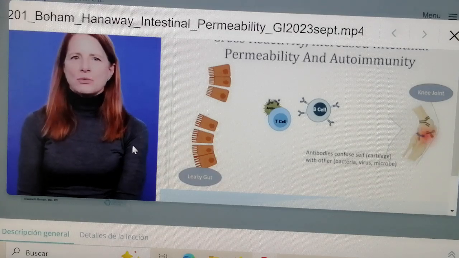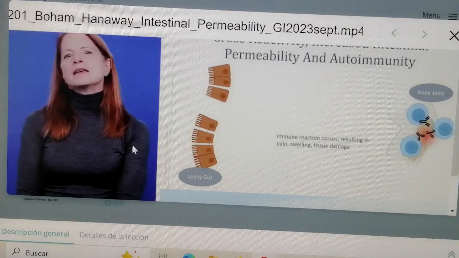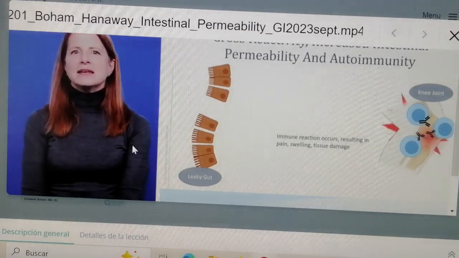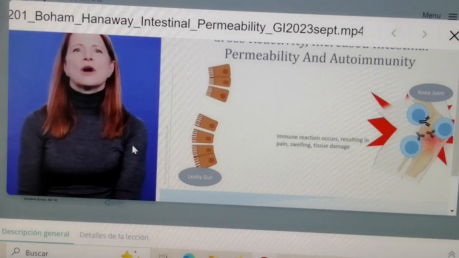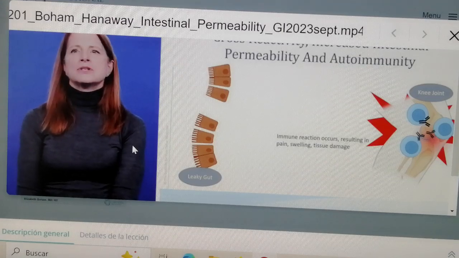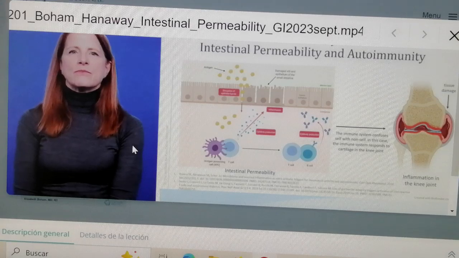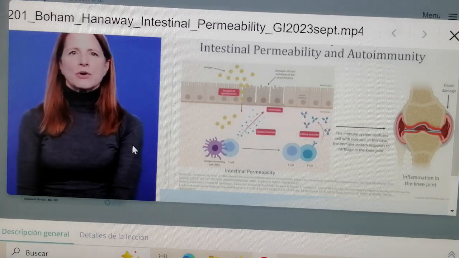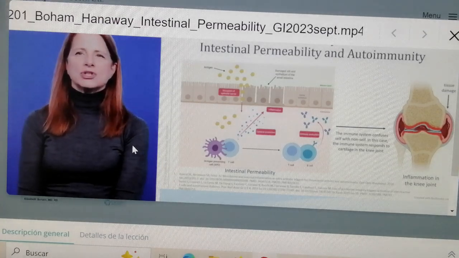And here in this situation, it's confusing with the cartilage in the knee, and you get an immune response in the knee, creating inflammation or maybe rheumatoid arthritis, right? Swelling and inflammation. So this is the concept around molecular mimicry, and the immune system confuses itself with non-self, resulting in the inflammation in the knee joint.